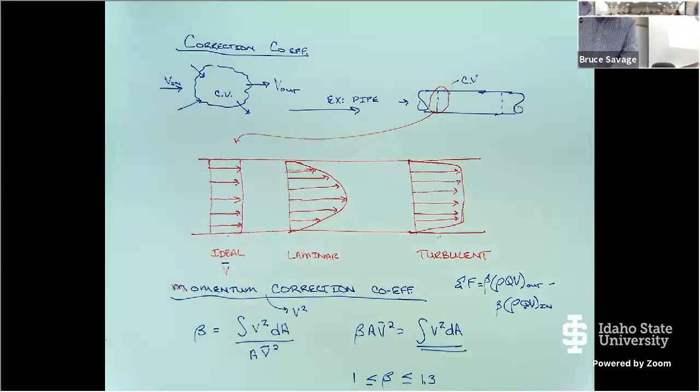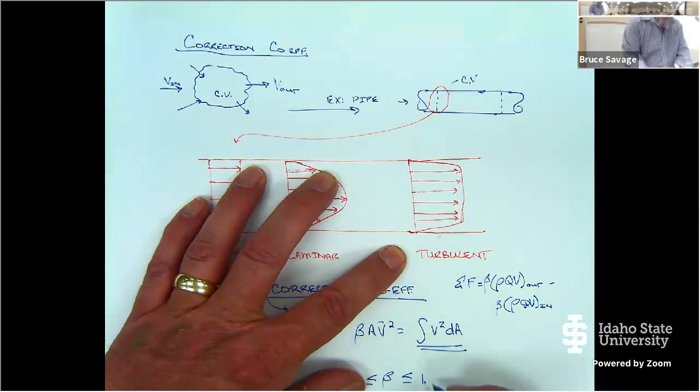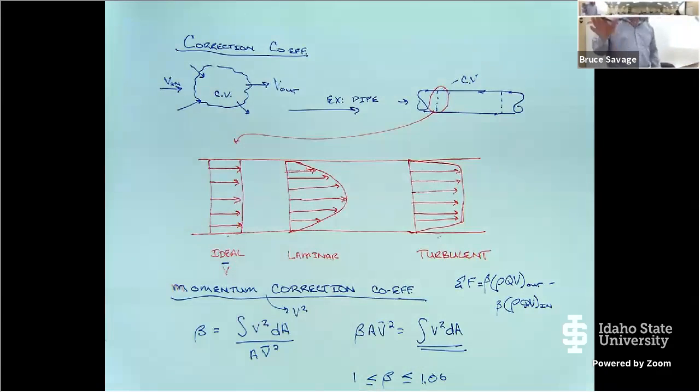Let me just look in the book here. Okay, 1.03 to 1.06, so that's probably a little high. Let's go 1.06 on that. Okay, so it's not that big of a deal. Really, if we're that close on momentum, we're like, that's good, life is good. For the energy correction factor, and we haven't really talked about energy yet, that's where we're going to go.